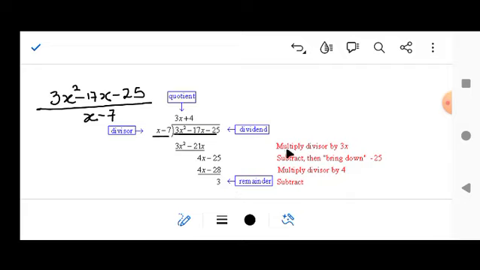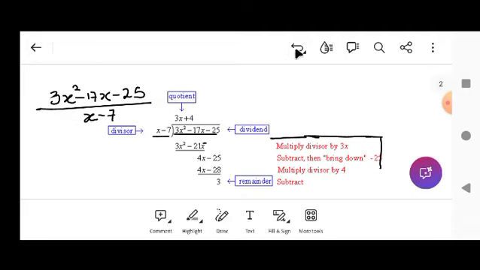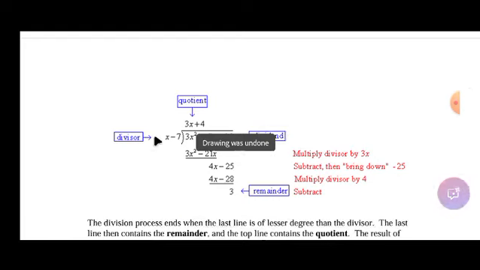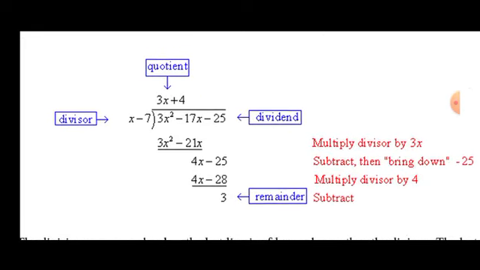So when you multiply divisor by 3x, subtract, then bring down minus 25, multiply divisor by 4. Now all this is trying to give you the first step taken to obtain this particular result. And how can we do that? You see, it's very simple. Let me zoom in. You want to divide 3x squared minus 17x minus 25 by x minus 7.